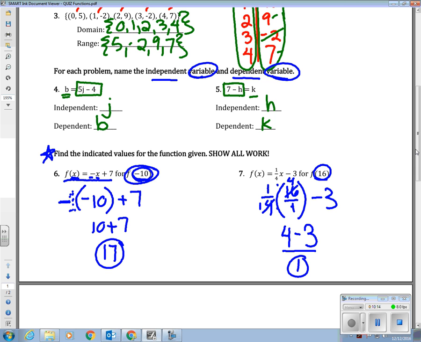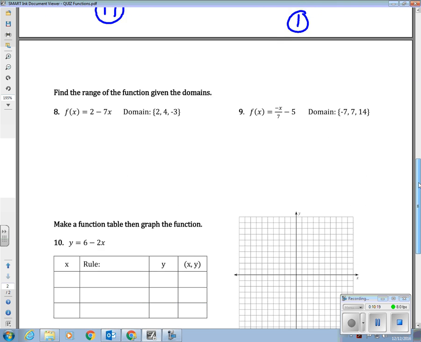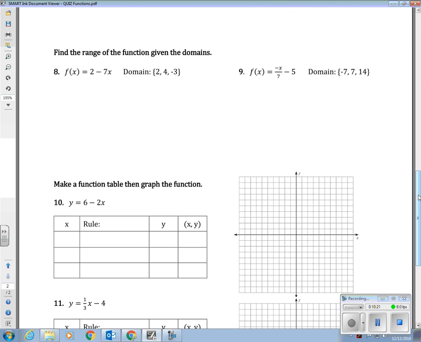Again, they only gave you one value for x. That's all you're doing. They're not having you pick. They're telling you what to use, so make sure you do what they say. All right, here, this is a little different. It's almost the same thing, but this time they're giving me 3 values for x. My domain, remember domain is my x value, so this time they're giving me 3 of them.